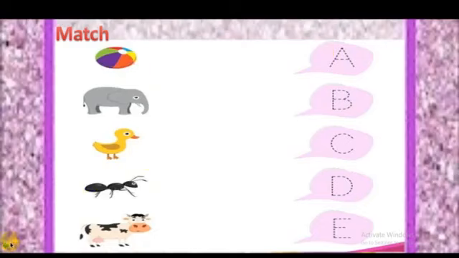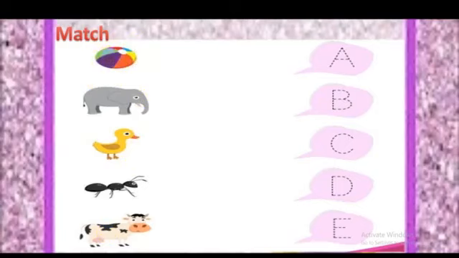For example, here we have the letters A, B, C, D, E. And here we have ball, elephant, duck, ant, and cow. Okay, number one, the first picture. What's this? This is a ball.